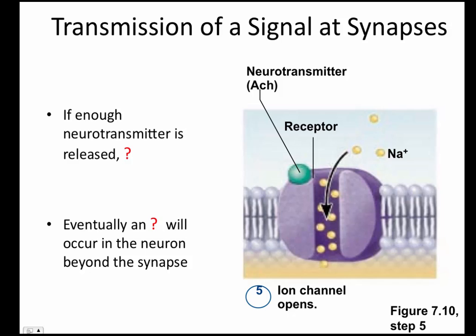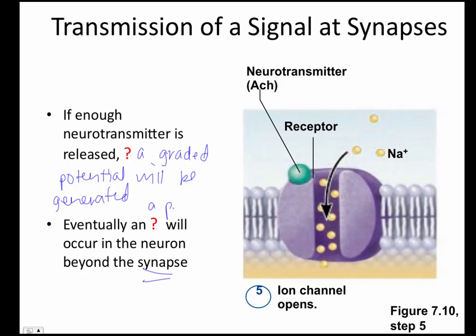Okay, so only if enough neurotransmitter is released, a graded potential will be generated. And then eventually, an action potential will occur in the neuron beyond the synapse. Okay, so only if we have enough of these neurotransmitters telling us that we want another action potential to occur.